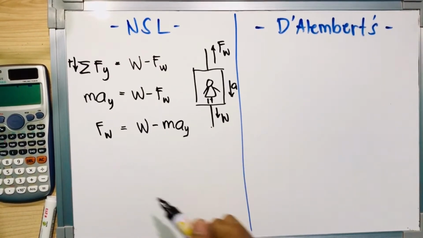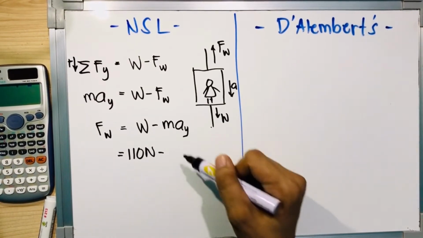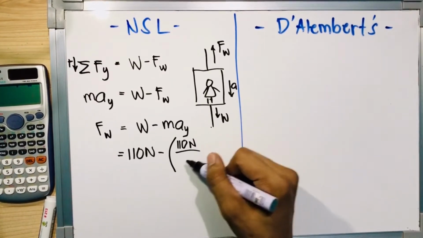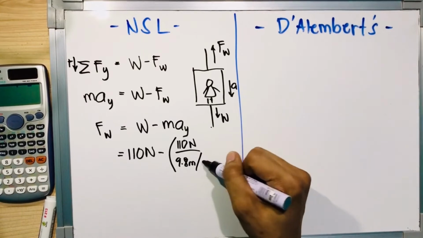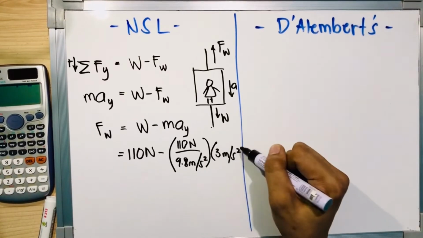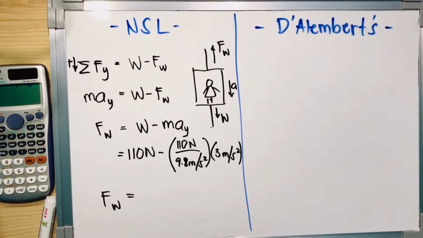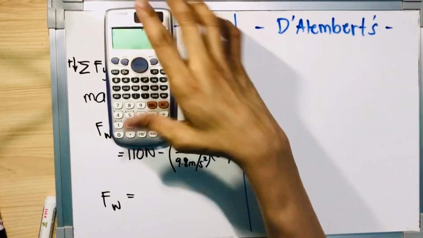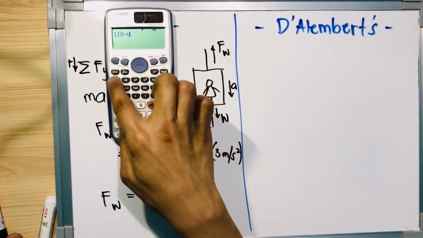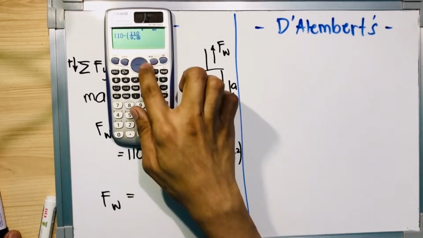Okay? MAY. So weight is 110 newtons minus mass, kung isosolve natin yung mass, that's 110 newtons divided by 9.8 meters per second squared, that's my gravity, multiplied by 3 meters per second squared, which is my downward acceleration. So the exerted force of the woman to the elevator going downwards is 110, this time minus, kanina it's plus. So that's 110 over 9.8 multiplied by 3.